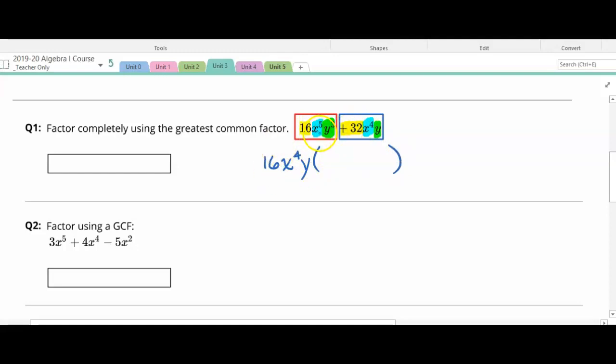When I do that, the first term I'm left with just x y squared. That's what's left for the red term. And for the blue term, I'm left with 2. The x's cancel out, the y's cancel out, and that's it for my blue term. So my final answer is 16x to the 4th y times the quantity xy squared plus 2.